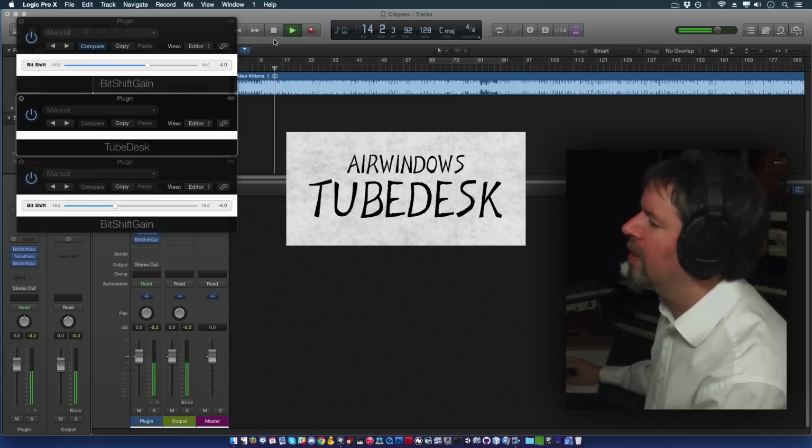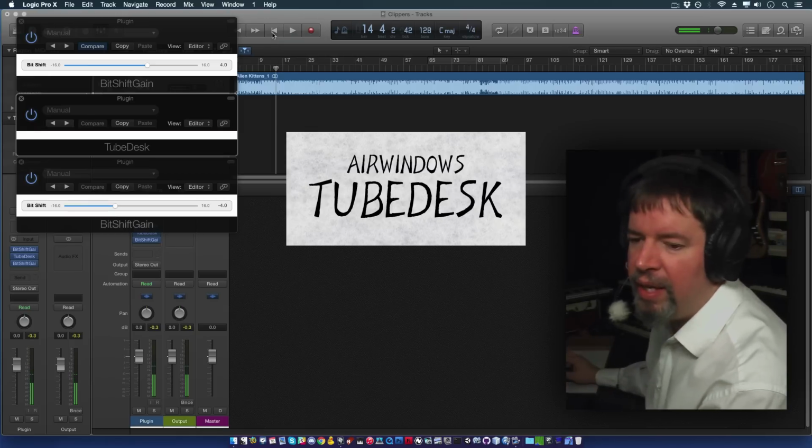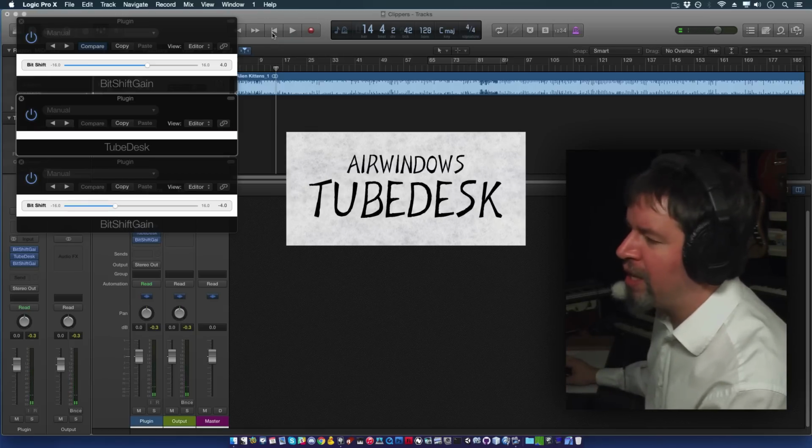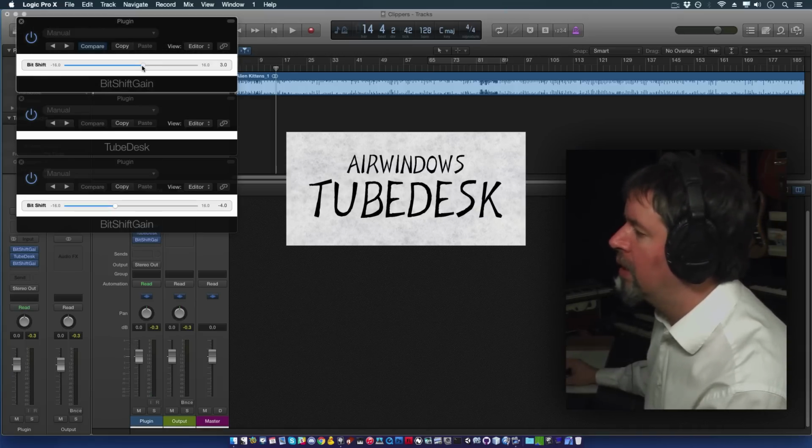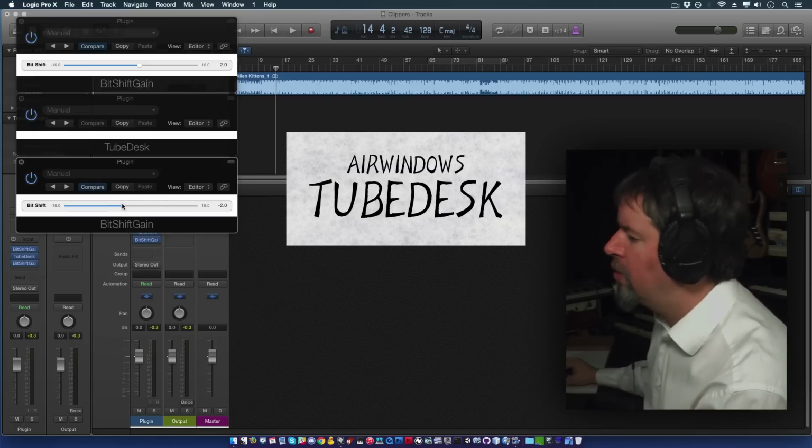Squinch. Its headroom is, shall we say, not 24 dB. So let's back it off a little bit. Let's go to 12 dB and see what we get there.